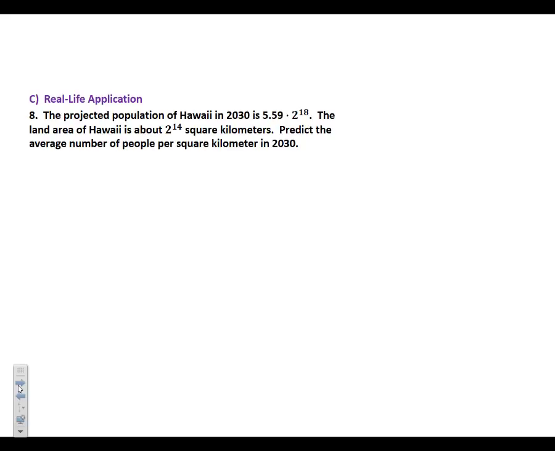So, to do that, the first thing I'm going to do is, since I want to find the average, we should know what average is. That's like the mean, okay? We're going to find the average by adding it all up and dividing by the numbers. Well, they tell us that we have 5.59 times 2 to the 18th. And we're going to divide that by the number of square kilometers to find out how many people per square kilometer. So this is over 2 to the 14th.